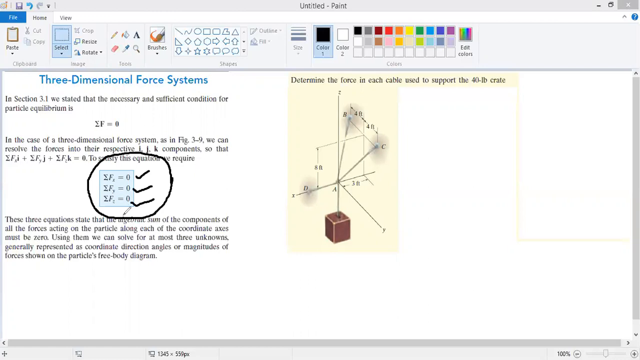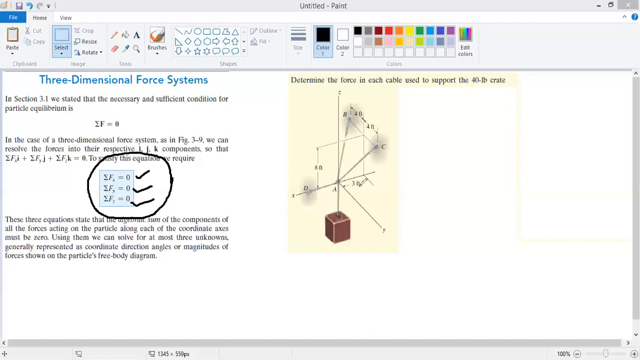Okay. Say for example, let's take an example of the equilibrium of a particle in three dimensions. We have a question from our textbook which says, determine the force in each cable used to support the 40-pound crate. So we are having a 40-pound crate. Okay. This 40-pound crate is tied to cords. We have cord AC, we have cord AB, and we have cord AD. So we have to find how much is the force or the tension in the cord AD, how much is the force or tension in the cord AB, and similarly, how much is the tension in the cord AC.